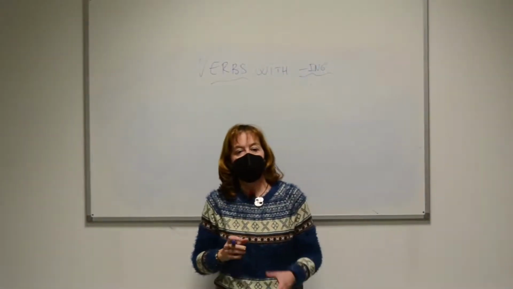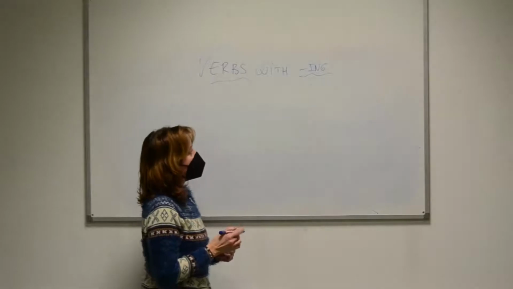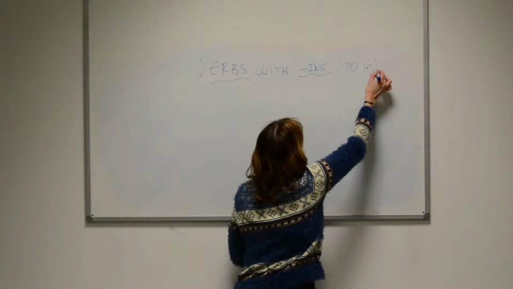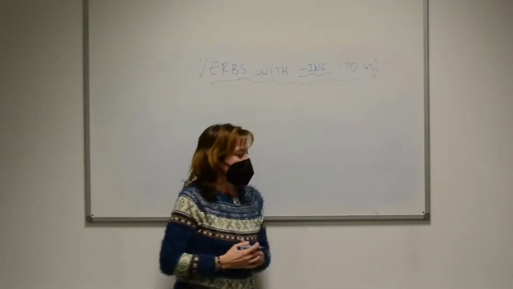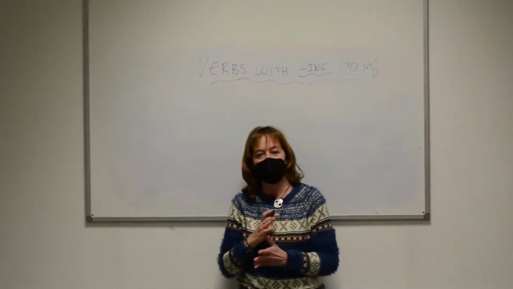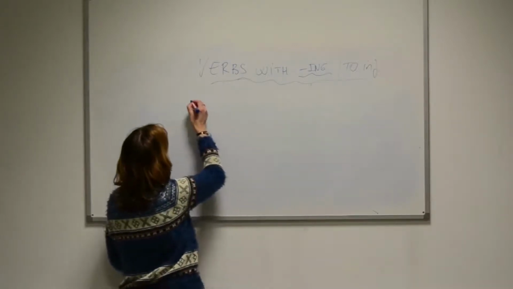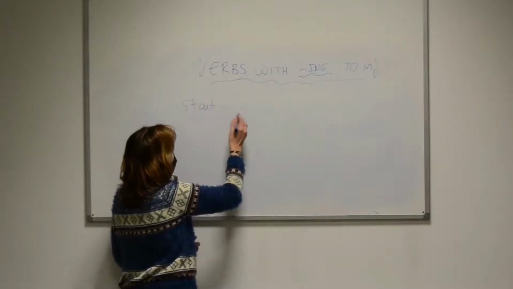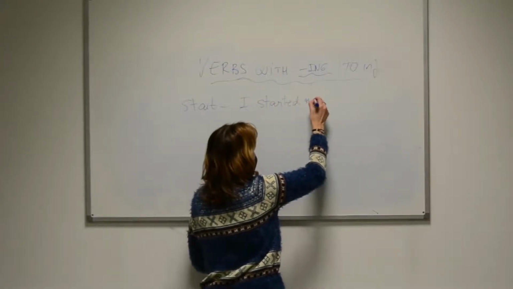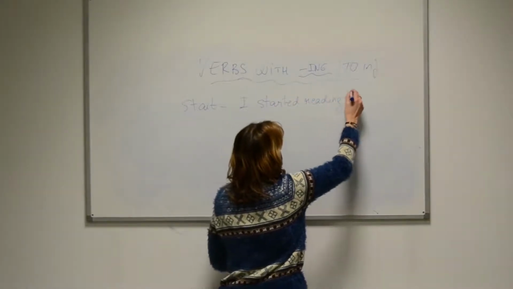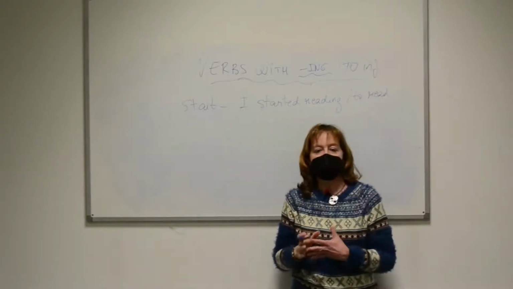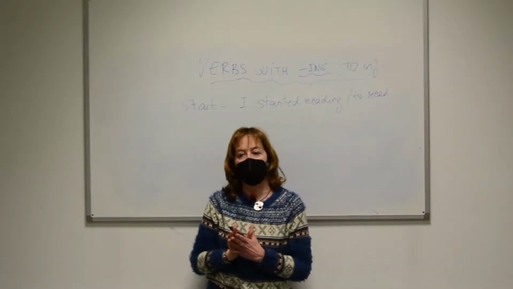Finally, we are going to study in more detail those verbs that can be followed by an infinitive or by ing. These verbs sometimes have the same meaning. There exists a group of verbs that can be followed by an infinitive or by the ing form. For example, start. We can say I started reading or to read. Both sentences are possible and both sentences are correct, okay?